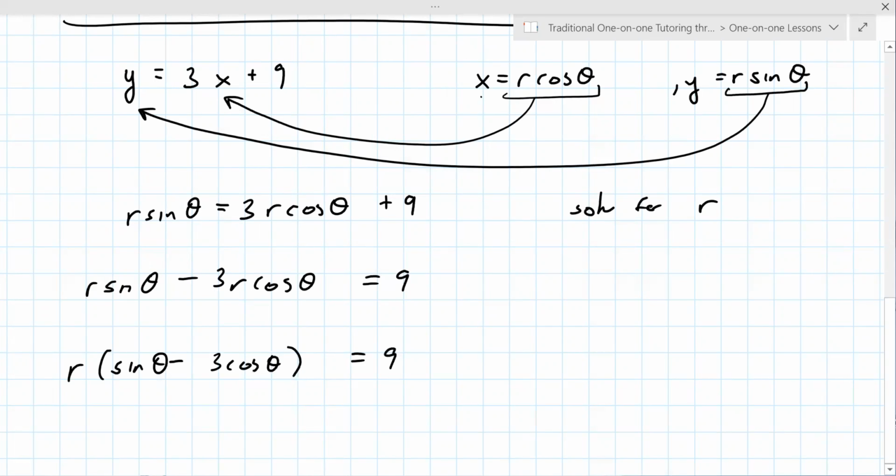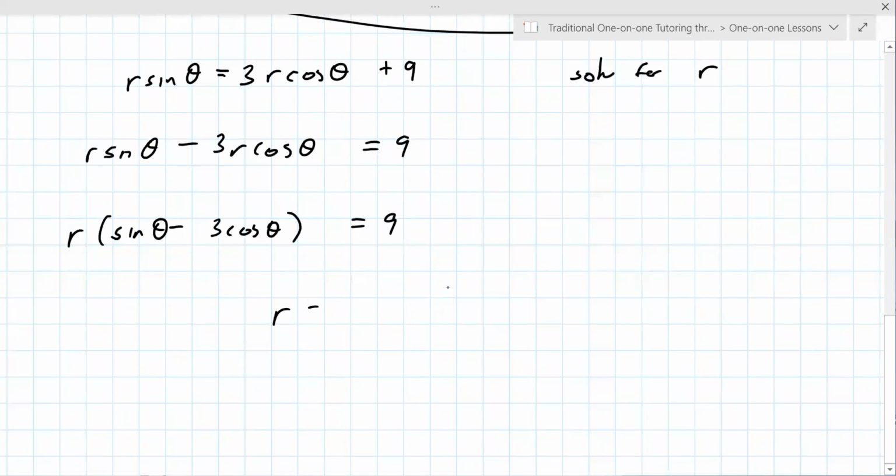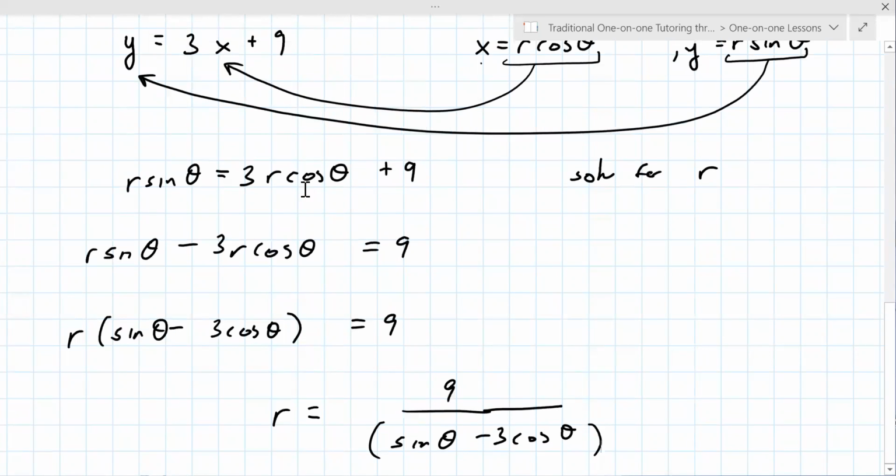and then you divide. So this one doesn't really look all that nice. It's 9 over sine theta minus 3 cosine theta. You cannot do the reciprocal stuff that we just did. It just doesn't work here. So you know what the graph of 3x plus 9 looks like. It's some sort of line going up and to the right. So if you were to graph this, it should similarly look like that. All right, the next one.